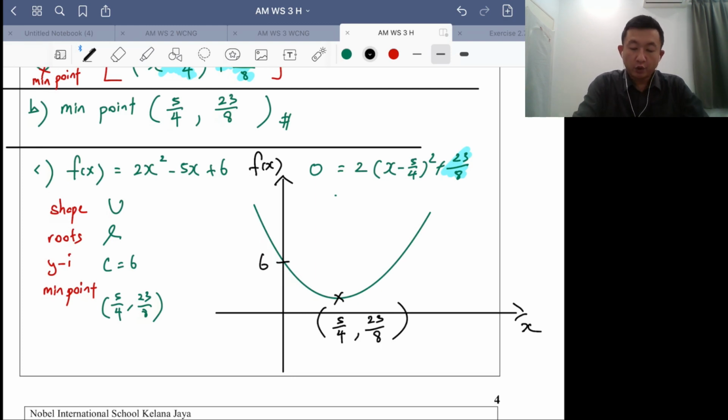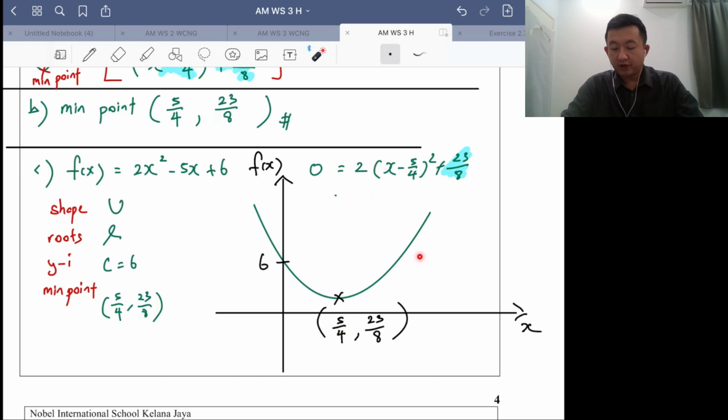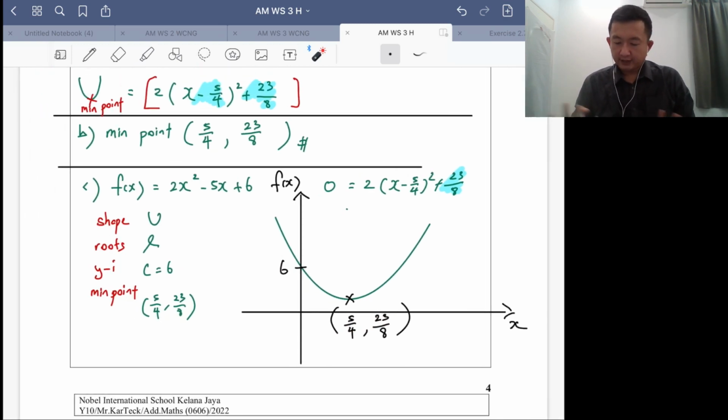How do I know my y-axis is on the left-hand side and not in the middle or on the right? Because the minimum point is 5 over 4. So the minimum point has a positive x value, so definitely 0 is here. So this is where your y-axis lies. You need to check logically where your minimum point is. And this is your graph. Sketch your graph. Okay, nothing else.